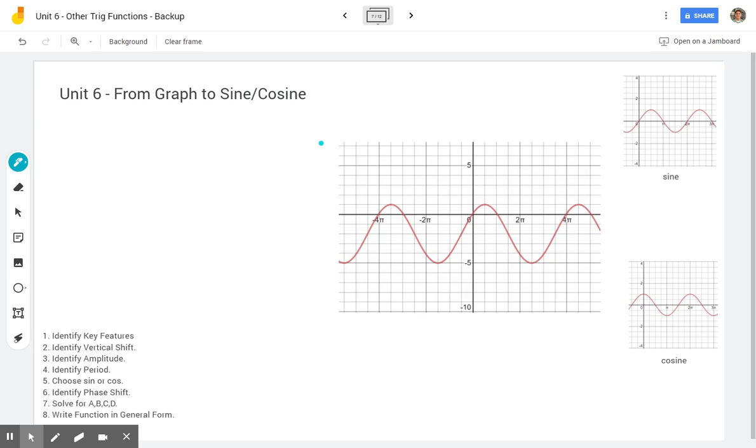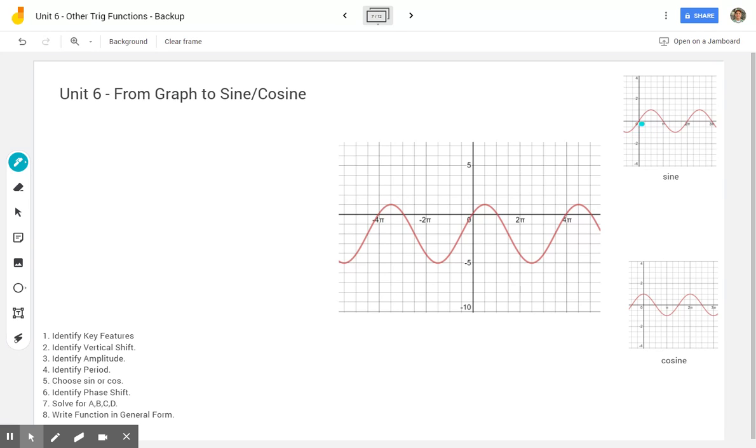In this video, we're going to learn how to go from a graph to a function for a wave that conforms to a sine or cosine type waveform. Before we begin, we'll take a real quick look at the parent function of the sine and cosine.